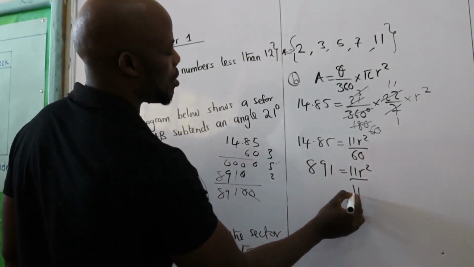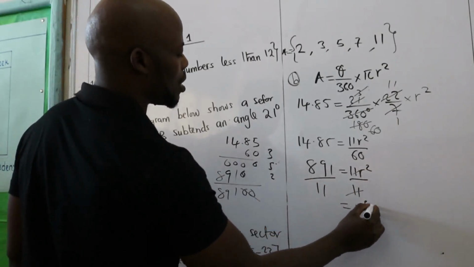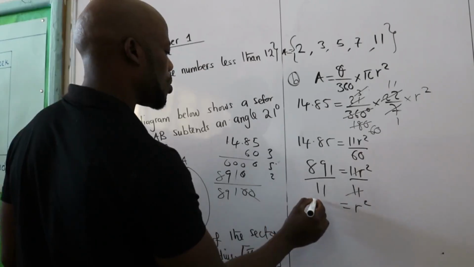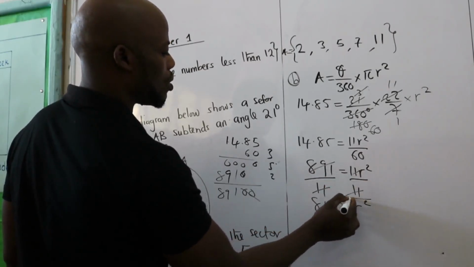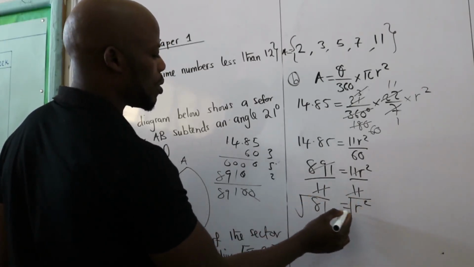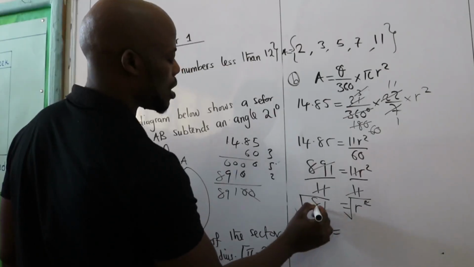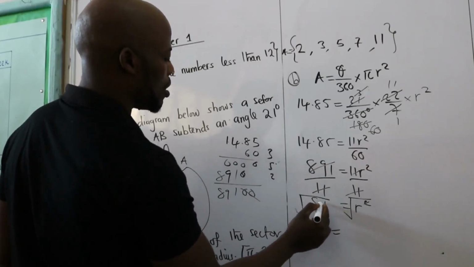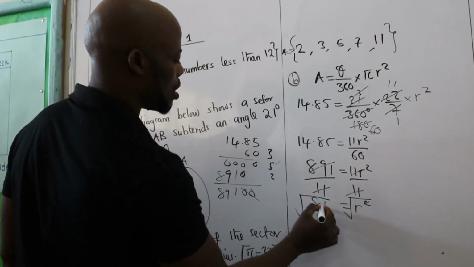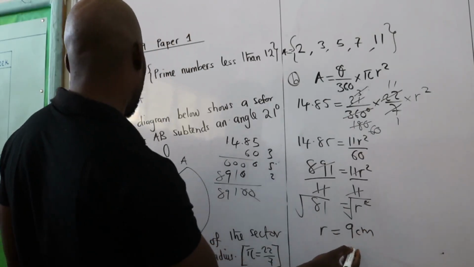So we divide by 11, divide by 11. So the value we get here will be equal to 81. 11 into this is 81. Since we're looking for r, we square both sides. So this side will go, remain with r, and the square root of 81 is 9. So it will be 9 centimeters.